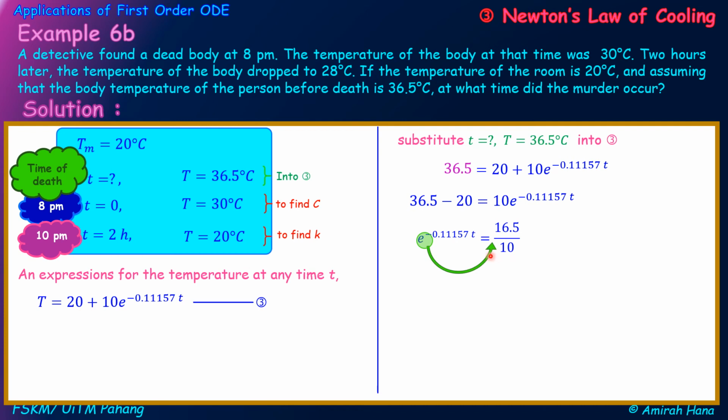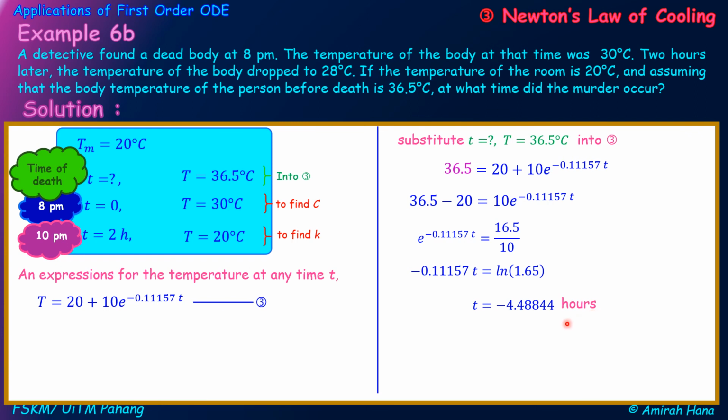Okay, so when we move e to the right hand side, we get negative 0.11157 t equals ln of 16.5 over 10, which equals 1.65. Alright. Then using a calculator, t equals ln 1.65 over negative 0.11157. So we get this. Okay, t equals negative 4.48844. Since the given unit for time is hours here, so we put hours.